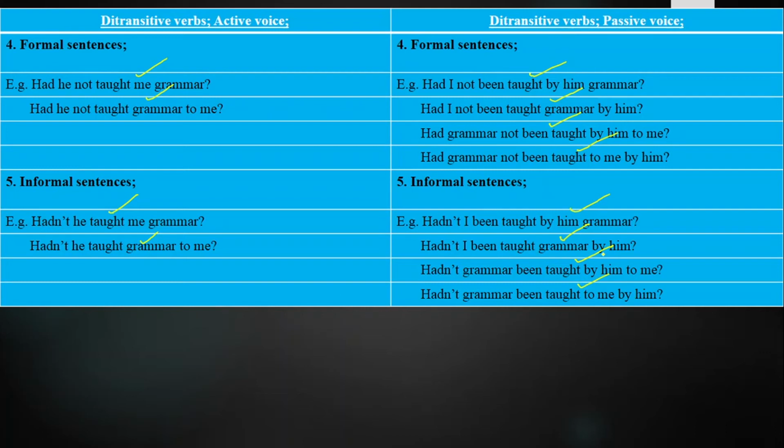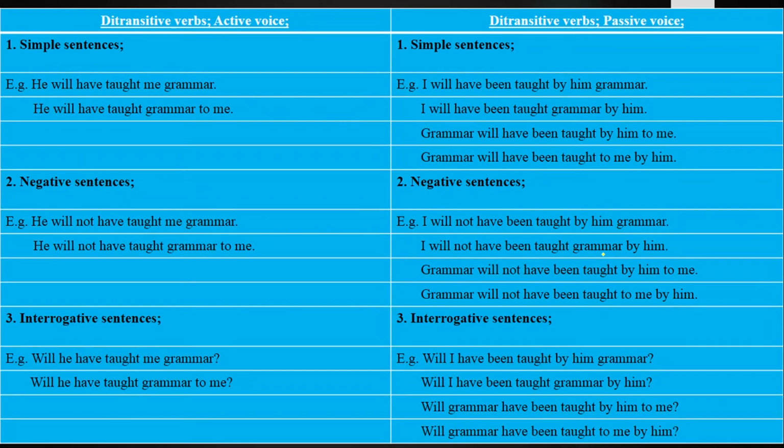Last we have the future perfect tense, how you are going to change the sentences of ditransitive verbs: 2 ways in active voice and 4 ways in passive voice. He will have taught me grammar. He will have taught grammar to me. I will have been taught by him grammar. I will have been taught grammar by him. Grammar will have been taught by him to me. Grammar will have been taught to me by him.